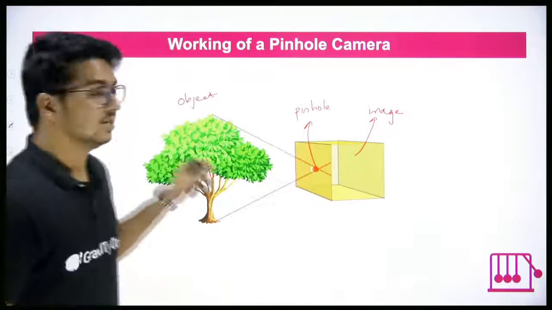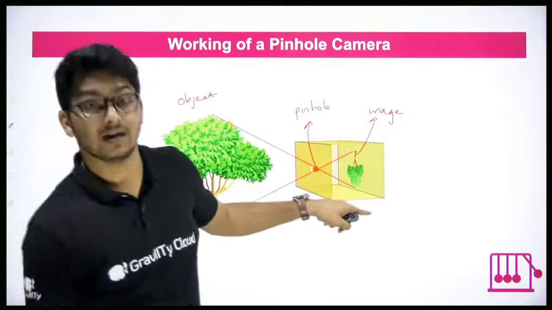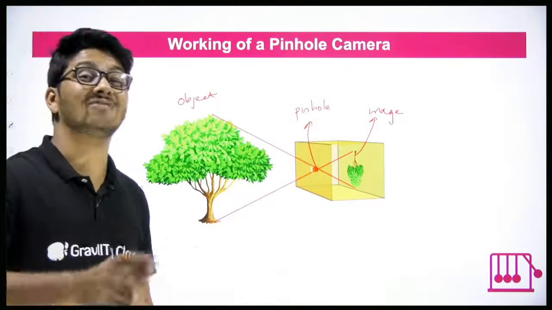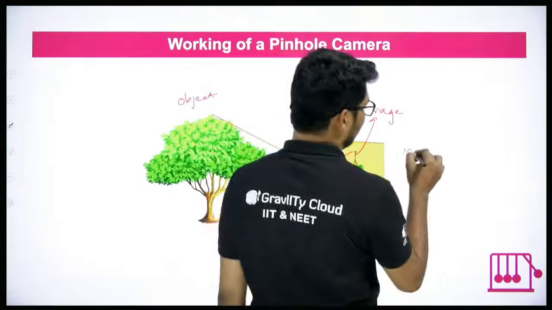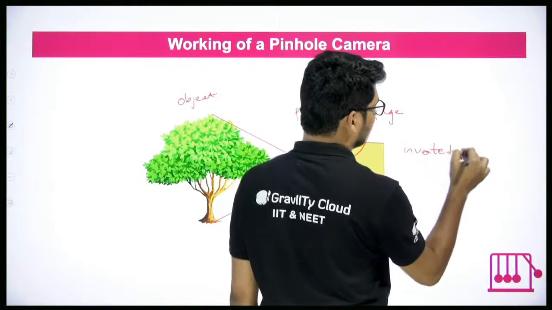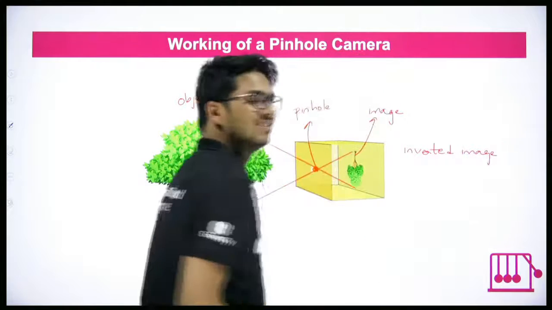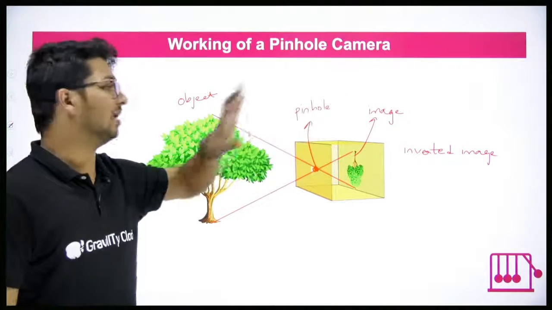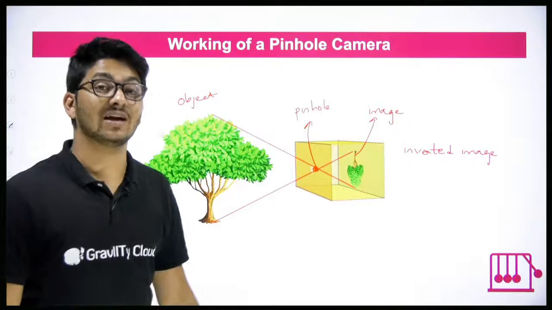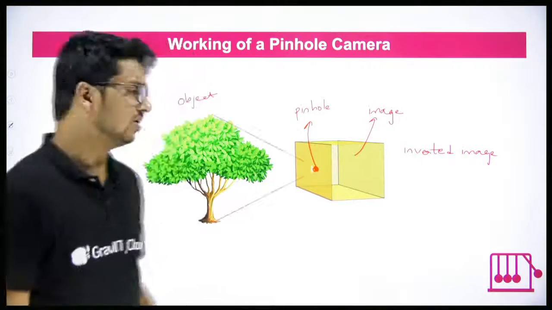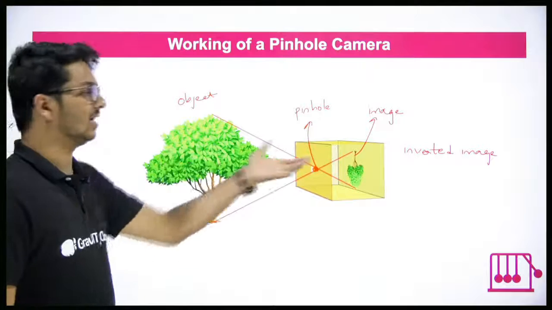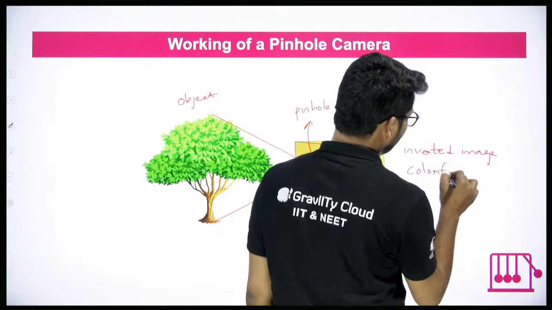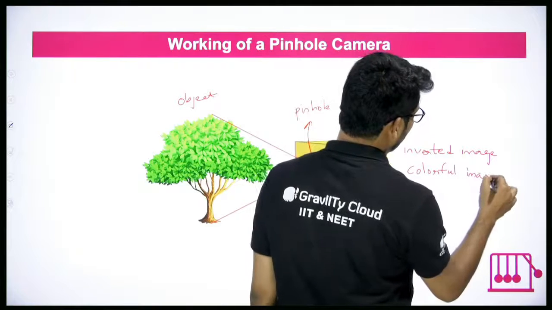If you look at the image, here the leaves are up, here the leaves are at the bottom. This means we call this type of image an inverted image. That is, top becomes bottom, bottom becomes top. So the image that we obtain using a pinhole camera will be an inverted image. And obviously it will be colorful. The leaves are green, and in the image also the leaves are green. So it will be a colorful image.